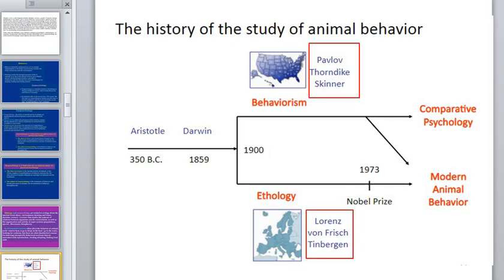So, in general, what we have? Historically, we have two schools that study behavior. From Aristotle and Darwin, we had two ways. From the United States, and you know these names, Skinner and Pavlov, of course. In the United States, we have behaviorism, and in Europe, names like Lorenz, von Frisch, Tinbergen, and all these Nobel Prize laureates, and they study ethology. And in our times we have this modern animal behavior science, and in the United States we have comparative psychology.